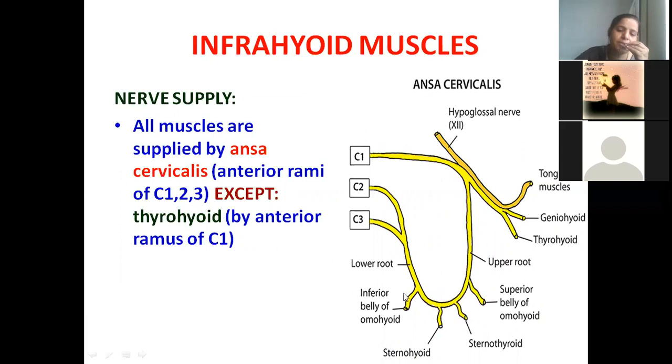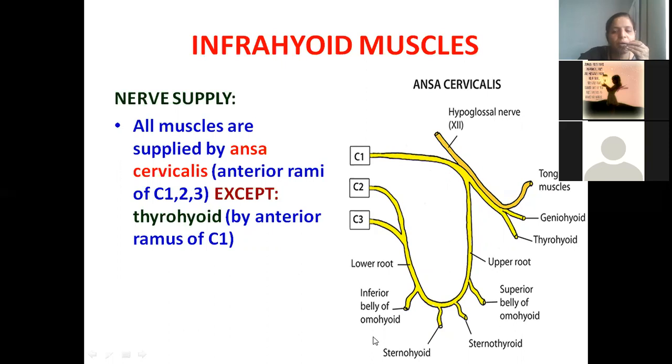All these muscles are actually supplied by the loop which is formed by the C1, C2, C3 nerves, which are joining the 12th cranial nerve, that is the hypoglossal nerve. They form a loop. If you remember in the posterior triangle, I told you the carotid sheath was there. In front of the carotid sheath, we have this ansa cervicalis. And the ansa is actually supplying the infrahyoid group of muscles, whatever we have studied now.